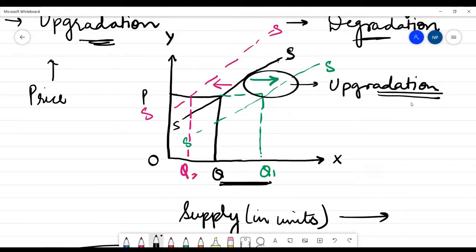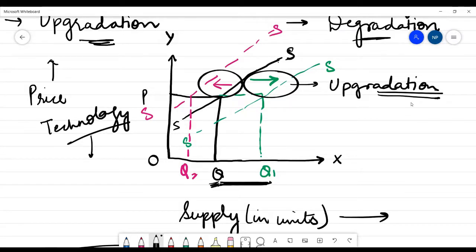But what happens when there is degradation? The curve will shift towards the left hand side, this pink curve, if you may see. Why? Because as and when the technology becomes older and older, it increases the cost of production. It takes more time to produce things and all. So naturally, supply in the market will be less. Hence, the profit margin will also be less. Therefore, it will shift to the left hand side. That means the quantity supplied in the market will decrease from Q to Q2.